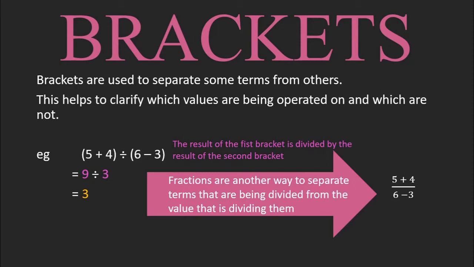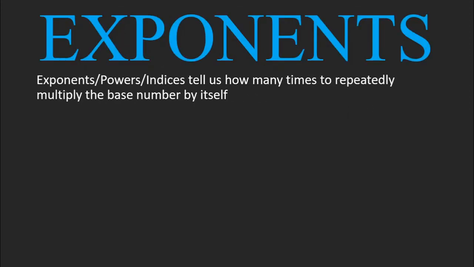And then, remember, a fraction is just a division of the top divided by the bottom. So that's going to be 9 over 3, which is 9 divided by 3, which is 3. Next, let's have a look at exponents, or powers, or indices.